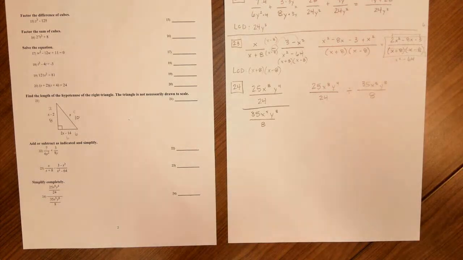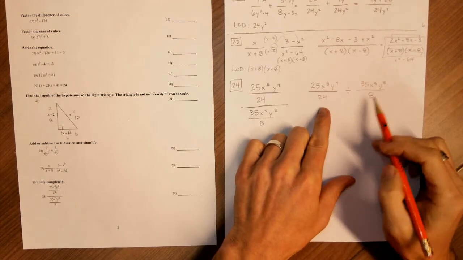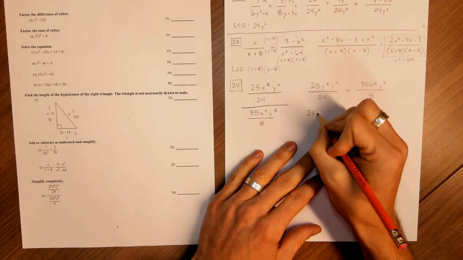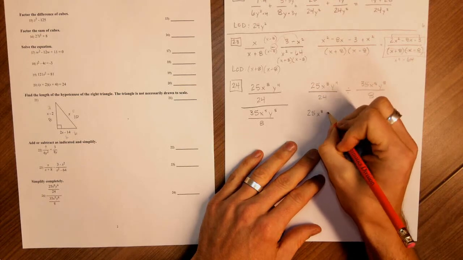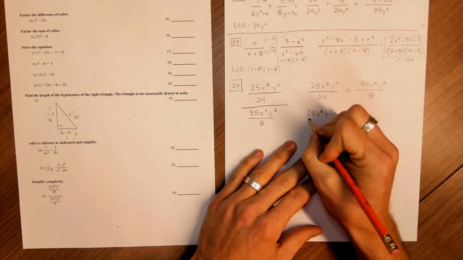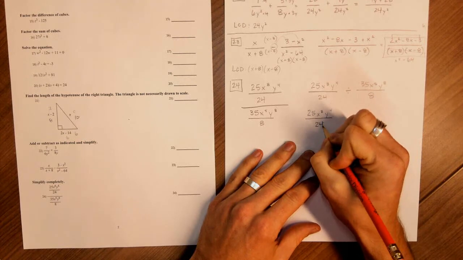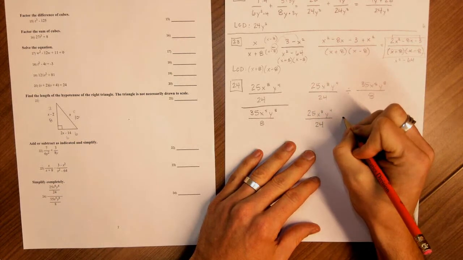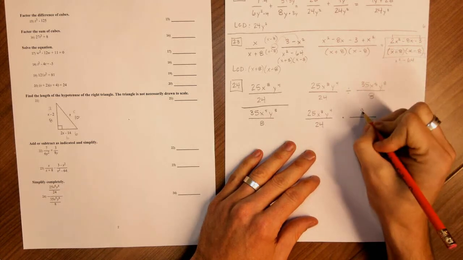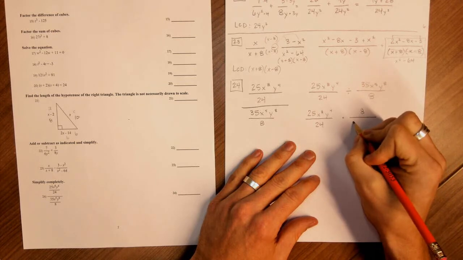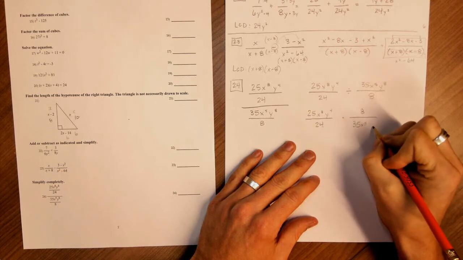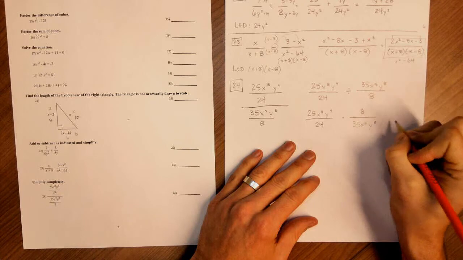Okay? Now anytime we're dividing fractions like this, we switch it, right? Keep change flip is what they say. So we keep this the same. And this is still 25x to the 8th power, y to the 4th power over 24. We're going to change our sign to multiplication, right? And then we're going to flip this fraction. This 8 goes to the top. And then we get 35x to the 5th, y to the 8th.